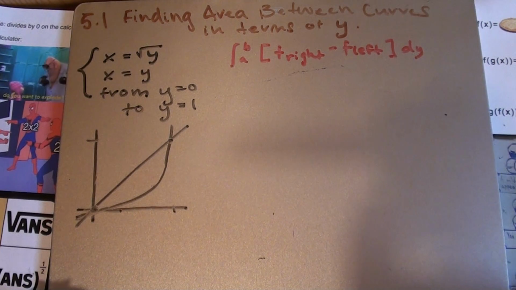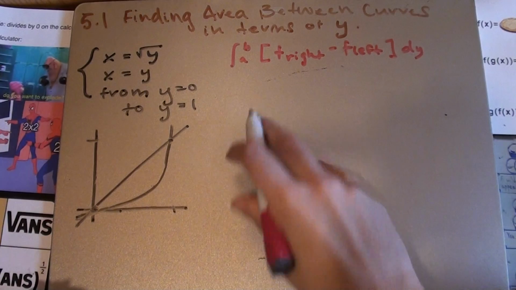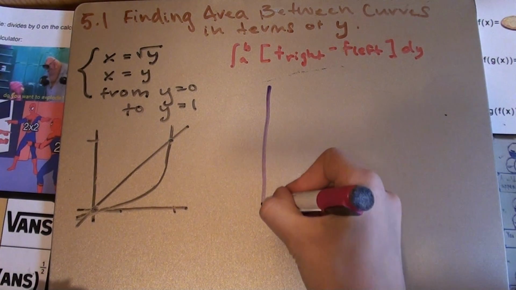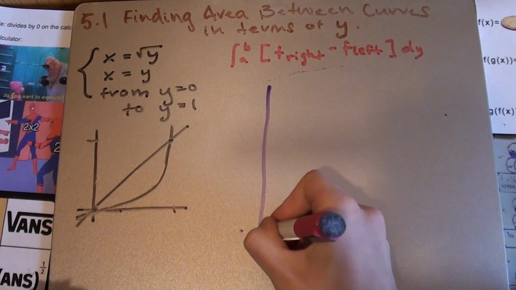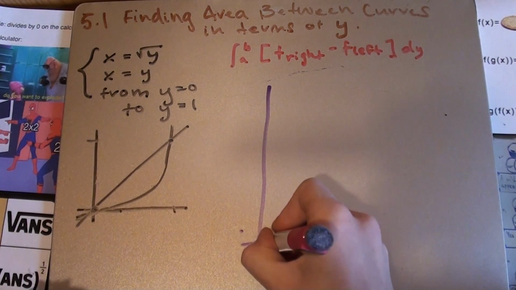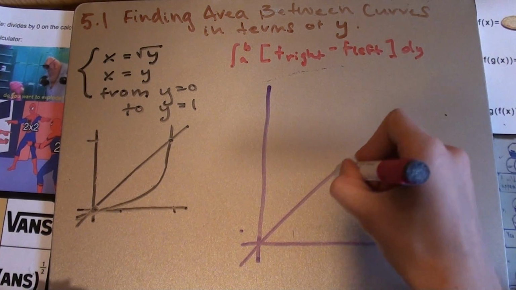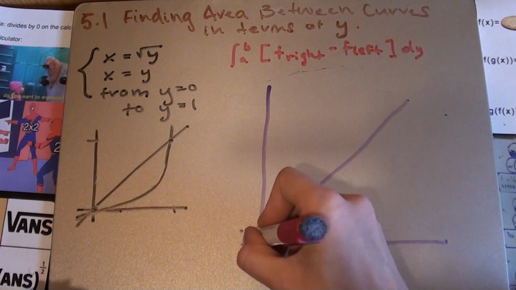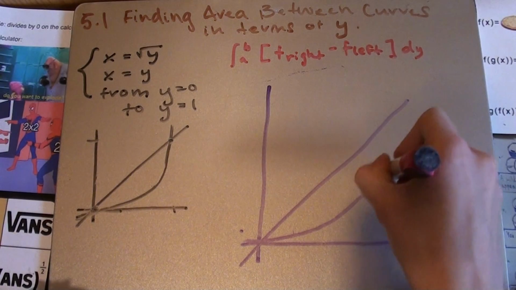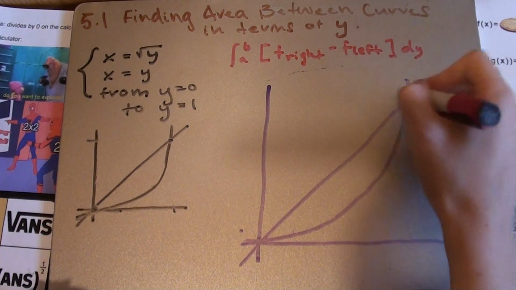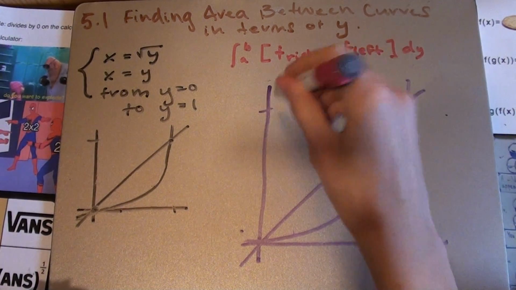So, for example, if we were to draw this out again, these two functions that we have here, we have x equals the square root of y, and we have x equals y. So here's x equals y, and here's kind of what x equals the square root of y is, and this is 1 and 1.